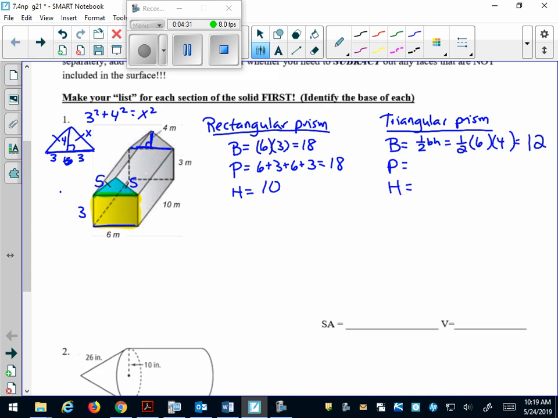What's the perimeter? 16. 6 plus 5 plus 5. Height of that prism? Also 10.